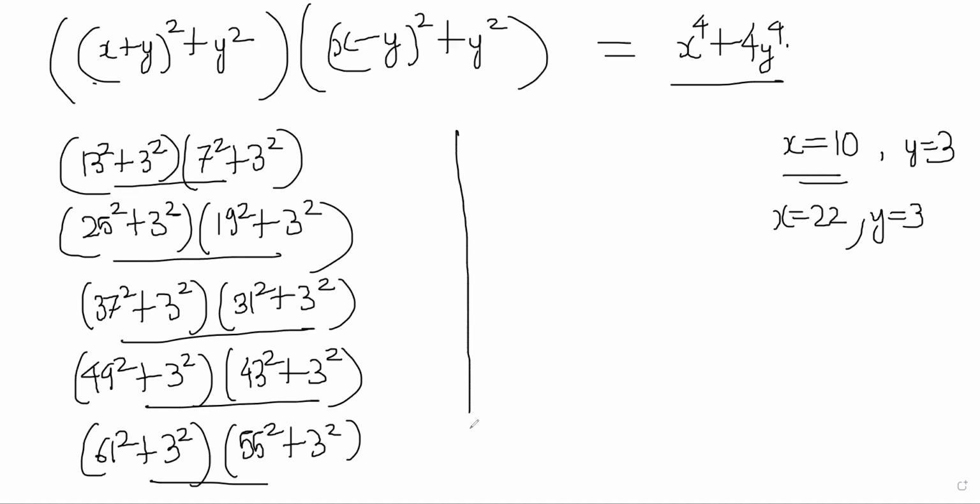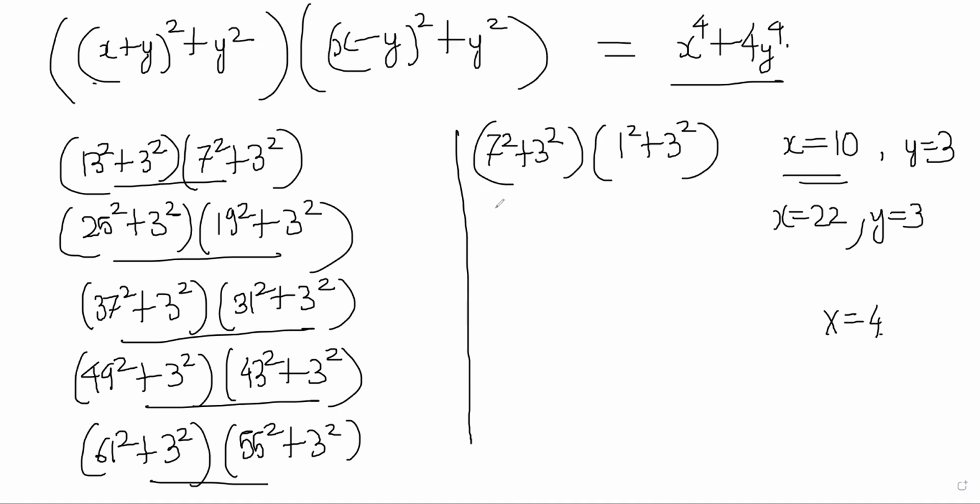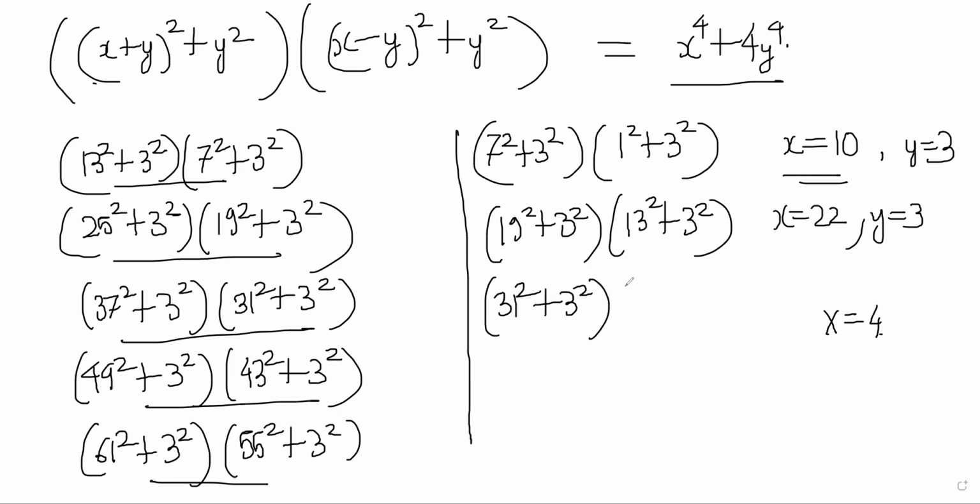And now if you look at the denominator, it is also in the same form, but it starts off with x is equal to 4. You'll get 7 square plus 3 square. And you get 1 square plus 3 square here. And then you get 4, then 10 comes. No, then 16. So you get 19 square plus 3 square. And you get 13 square plus 3 square. And then you get 28. So you have 31 square plus 3 square. And 25 square plus 3 square.